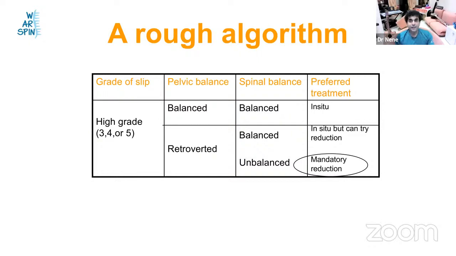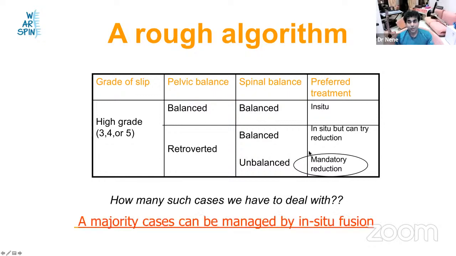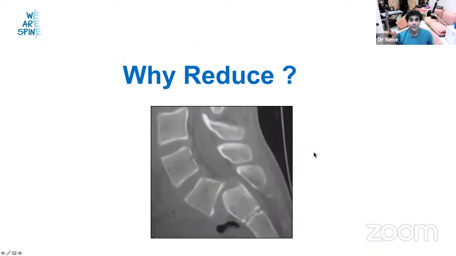And you will find that a very, very small corner of the table has an imbalanced spine, imbalanced pelvis and a high-grade listhesis, that combination, which is a very small percentage. Quoting from literature, it's less than 20% of cases, less than 1 in 5 cases fall into that category, where you have a high-grade spondy, an imbalanced spine, and an imbalanced pelvis. So there are sometimes imbalanced pelvises with a high-grade spondy, but the spine is balanced, and there also you can get away with in situ, but can try reduction. So in a very small minority of cases you really need to reduce.